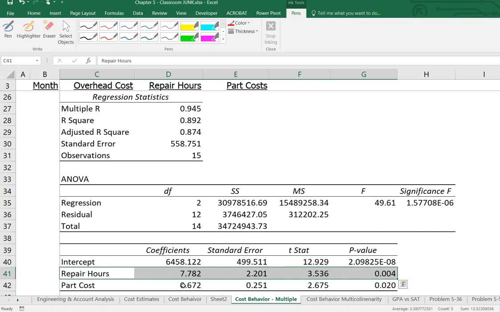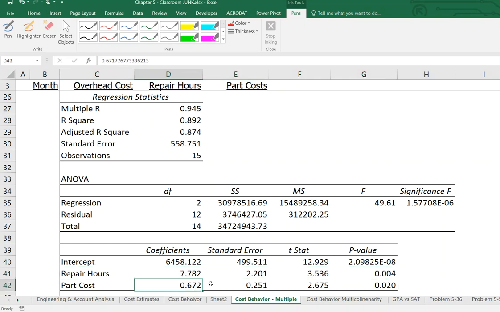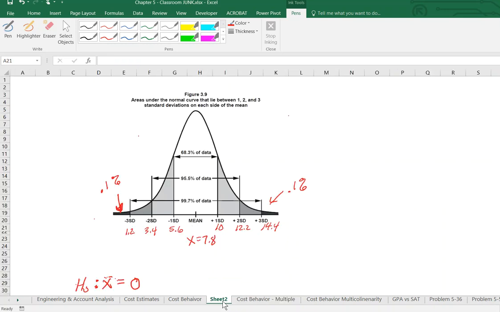How about part cost? Part cost, we're saying that every time we spend another dollar on part costs, our overall cost of overhead goes up by 67 cents. So standard error of 0.25, t-stat 2.675. Again, let's look at that area under our normal curve.